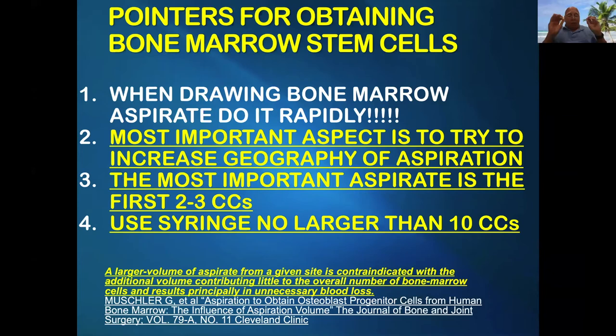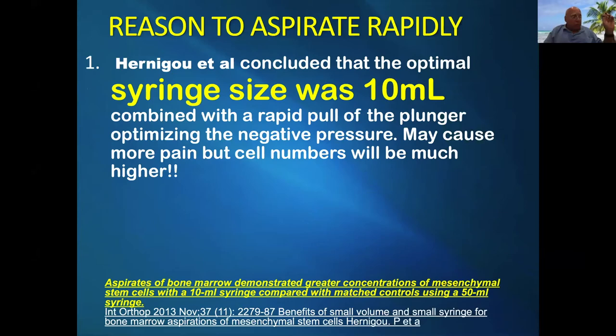Of anything we do in regenerative medicine, bone marrow is probably the most technique-driven thing. Now, when you do your bone marrow, first of all, you must take it rapidly, okay? It's very important also to get it from different geographic areas. And what I do is I'll use a 10cc syringe, and this is from the work of Dr. Muschler and Hernigou, because that gives you the best pull, that 10cc syringe. I'll put 1cc of heparin in there, and I'll take about 3 to 4cc of marrow, and then I'll put that syringe down. I'll go to a different area and use a new syringe. So remember, no more than a 10 ml syringe. That is the best thing of all, okay?